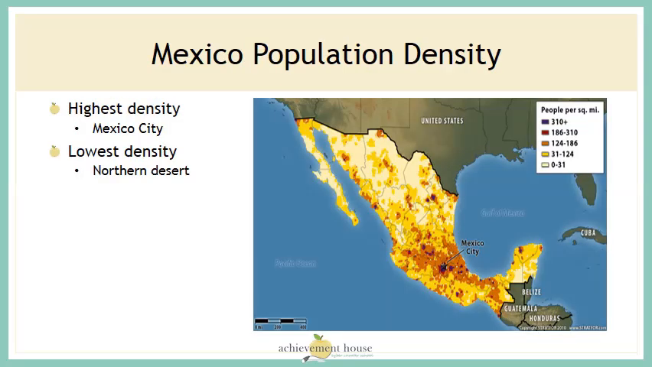Finally, let's look at the population density of Mexico. The darker colors on this map show the more people per square mile. So the highest density of people is near Mexico City, with those dark purple colors. The lowest density is in the northern desert, shown by the lighter colors. Remember, we saw a similar effect in Canada's population density. In Canada, there were more people living along the cities and less people living in the northern region with the more undesirable land with the permafrost and tundra.